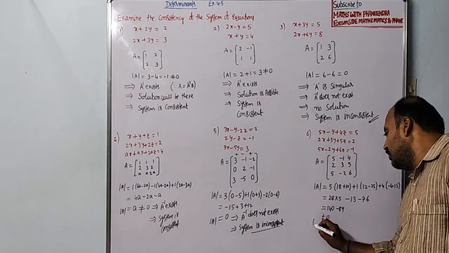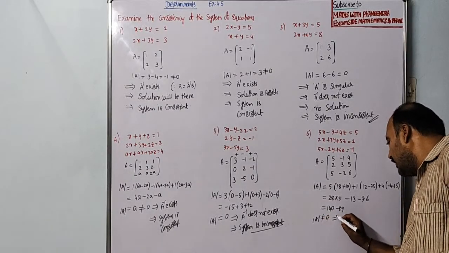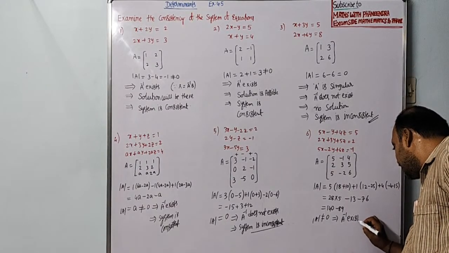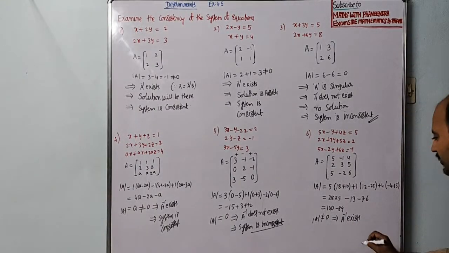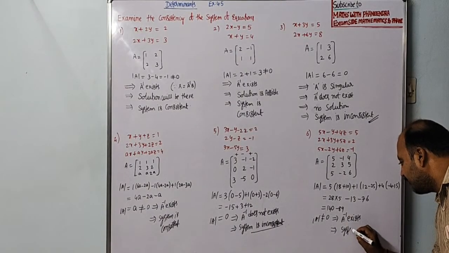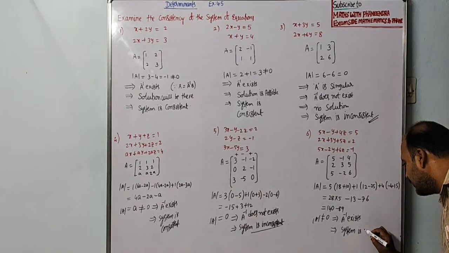Something is not equal to 0 now. Delta not equal to 0 means what? A inverse exists. A inverse exists means the system has a solution. System is consistent.